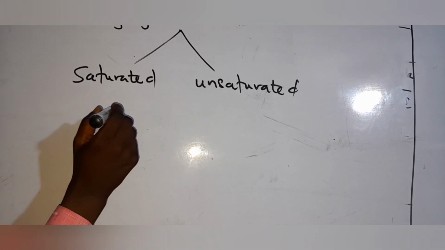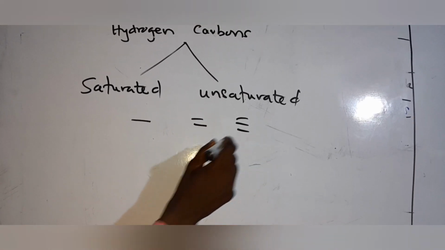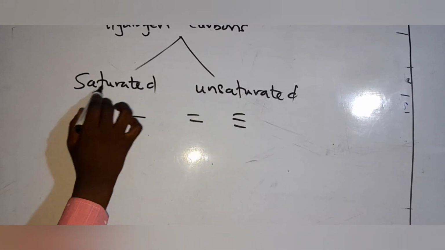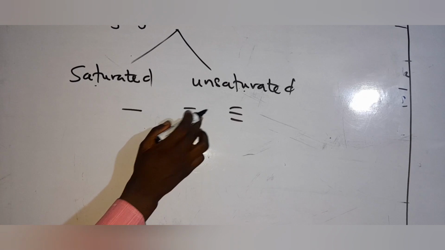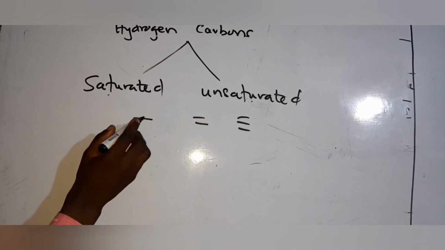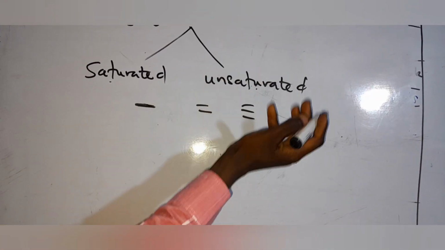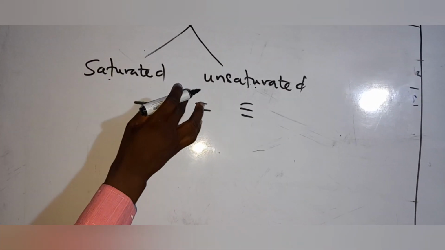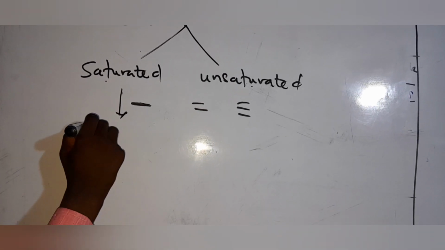For the bonds we are looking at, we have single bond, double bond, and triple bond. We are talking about satisfied and unsatisfied. Think of single stomach, double stomach, and triple stomach. If they are giving food to these people, which of them will be satisfied early? Definitely the one with the single stomach. The people with two stomachs and three stomachs will not be satisfied, so it's unsaturated or unsatisfied. So let's come back to the chemistry. For saturated hydrocarbons, they have only single bonds.